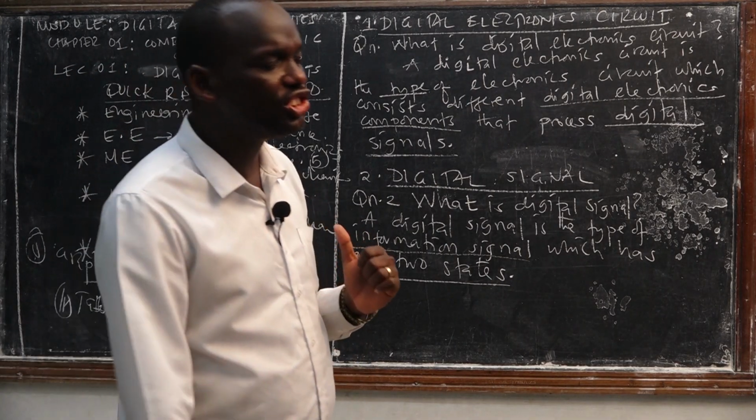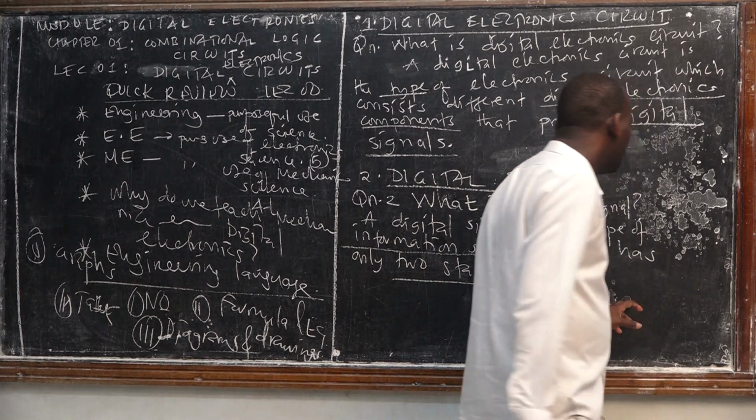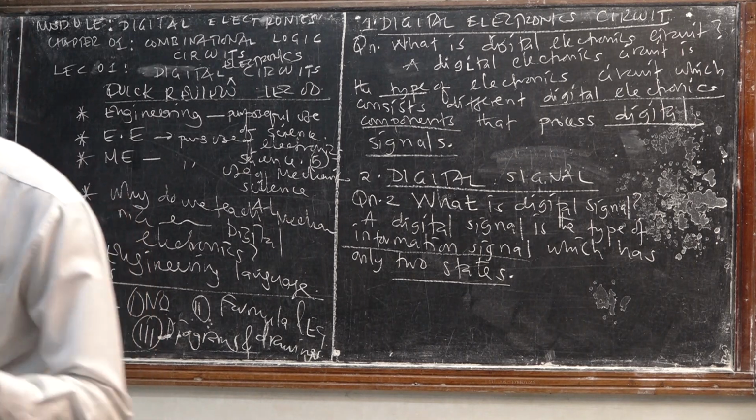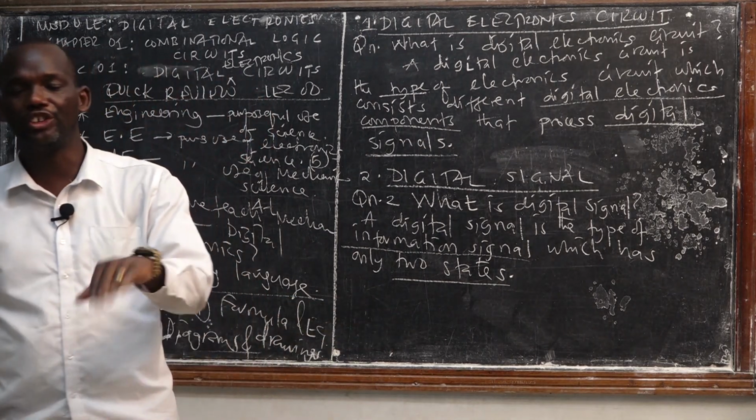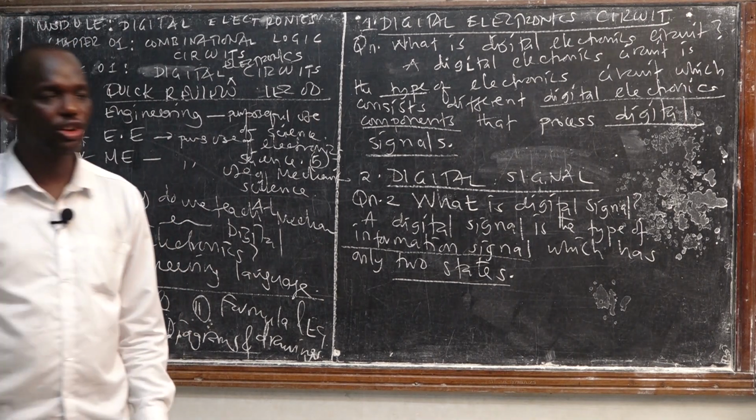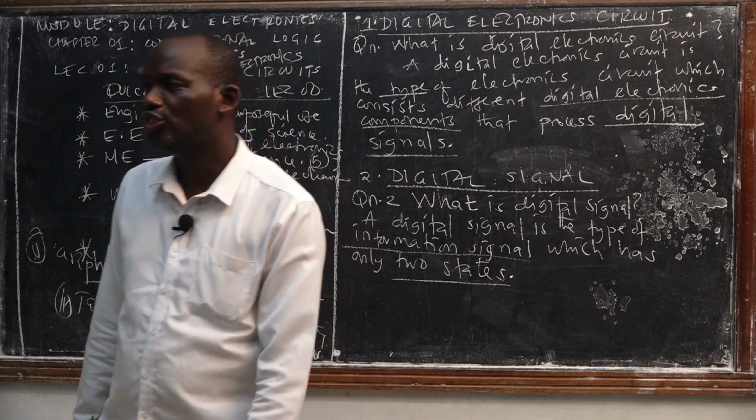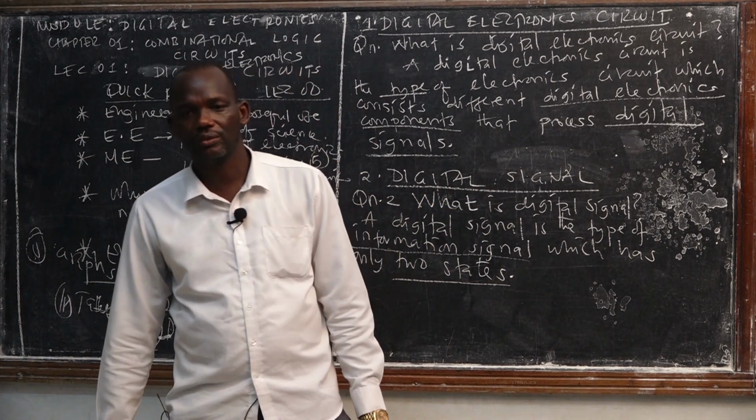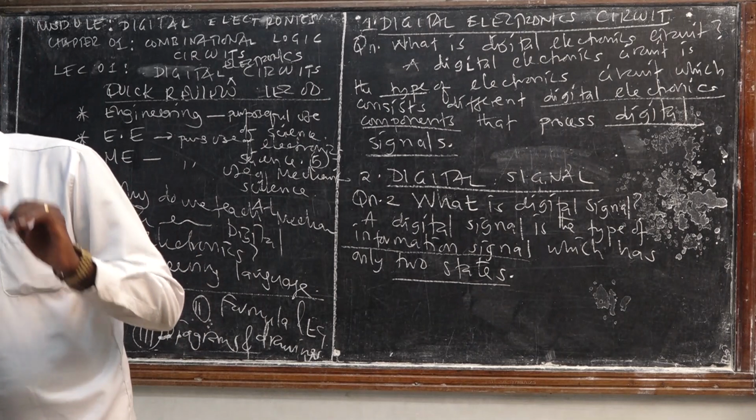Remember that in electronics engineering, we mainly have two forms of signal. We have the information signal, or data signal, and we also have the power signal. In electronics, whether digital or analog, we have mainly two categories of signals. The first one is the power signal. Say power signal. We always get a power signal from the power supply.